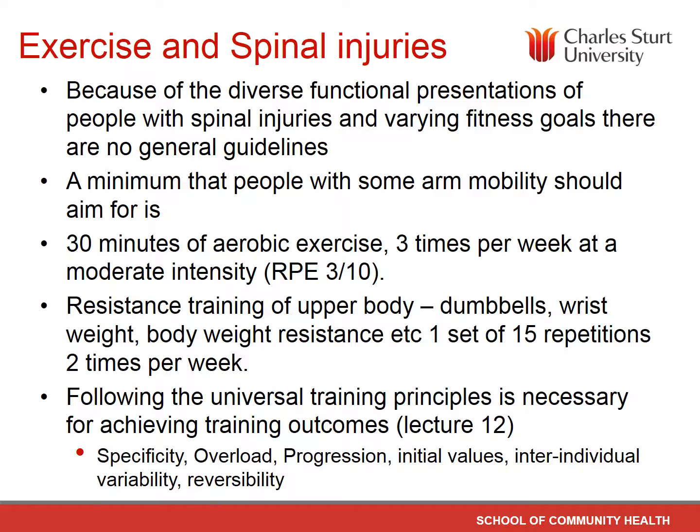But following the universal training principles is necessary for achieving training outcomes. And we spoke about that way back in week 5 in lecture 12, so week 4 even. So remember, they were specificity, overload, progression, initial values into individual variability, and reversibility. So we'd want to consider all of these factors when writing an exercise program for somebody with a spinal injury.